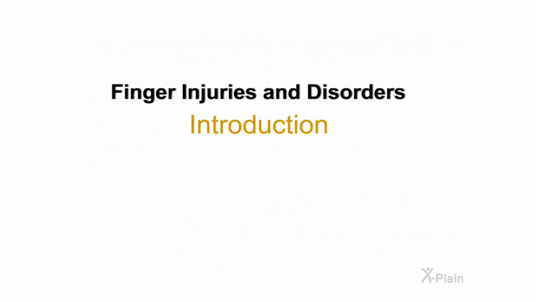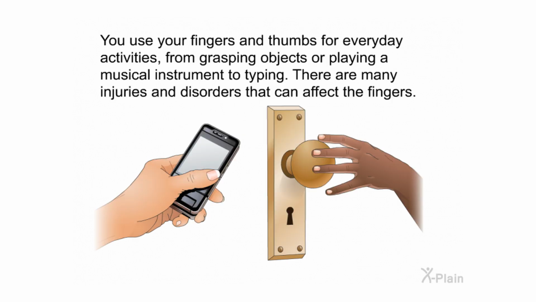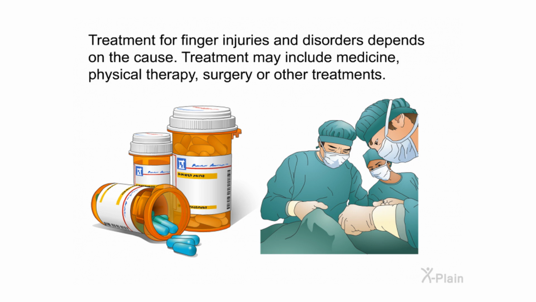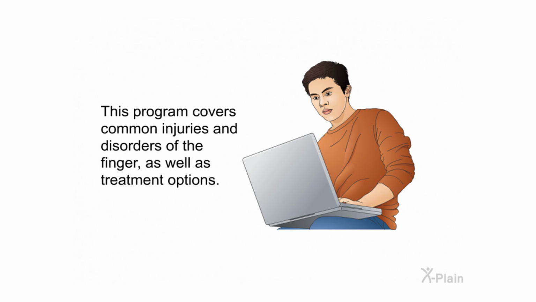Finger injuries and disorders. Introduction. You use your fingers and thumbs for everyday activities, from grasping objects or playing a musical instrument to typing. There are many injuries and disorders that can affect the fingers. Treatment for finger injuries and disorders depends on the cause. Treatment may include medicine, physical therapy, surgery, or other treatments. This program covers common injuries and disorders of the finger, as well as treatment options.